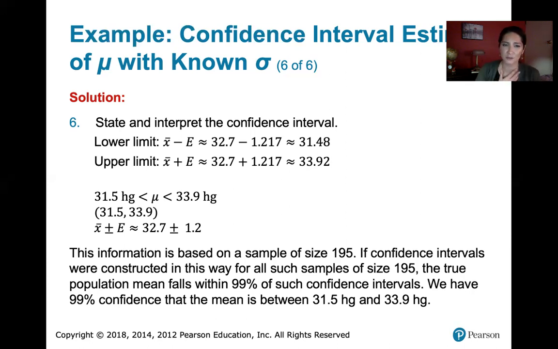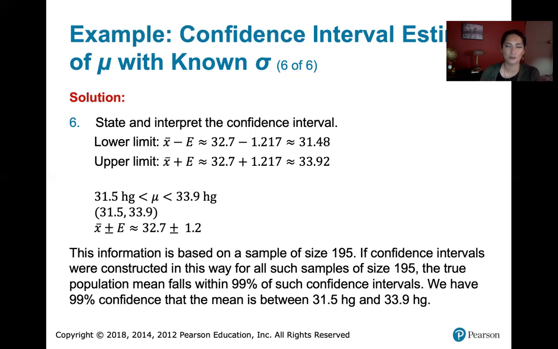And this is how we can interpret that confidence interval. If confidence intervals were constructed in this way, for all such samples of size 195, the true population mean will fall within 99% of such confidence intervals. So of lots of different confidence intervals, 99 out of 100 of them are going to have the true population mean within that range. And that's fantastic. Or we can say it in this way: we have 99% confidence that the true population mean is between 31.5 hectograms and 33.9 hectograms.